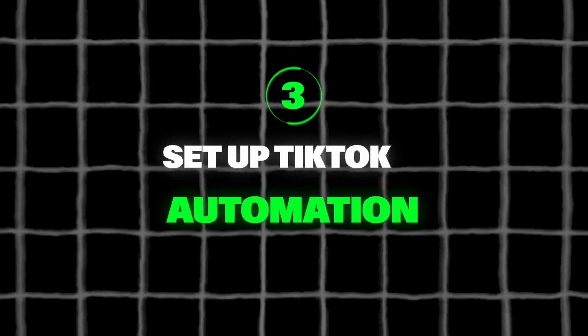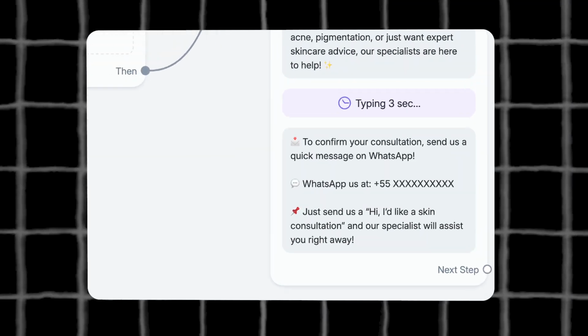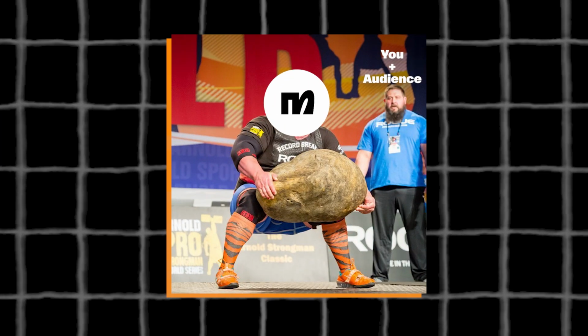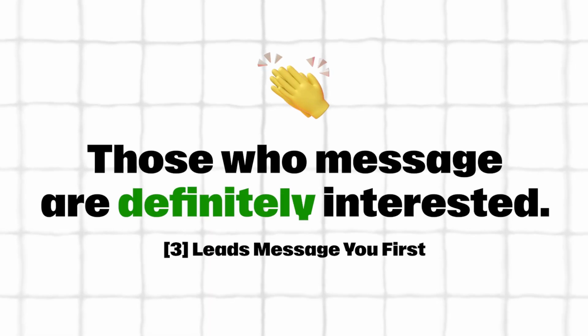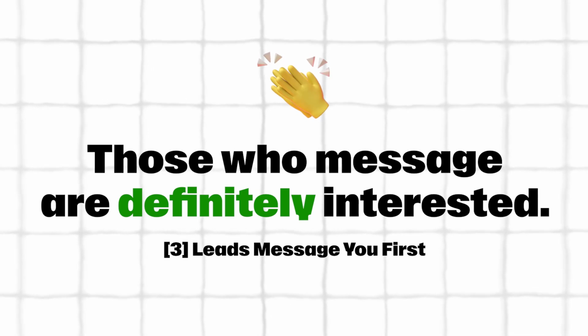Last option, set up a TikTok automation to qualify the leads first. Then share your WhatsApp number and tell them to message you. Something like, message me on WhatsApp and I'll send you the details. Here's my number. This works great if you've already got an engaged audience. No cost, no extra tools, just you, your audience, and Manychat handling the heavy lifting. The only catch, you're relying on them to take the next step. But the upside, the ones who do message you are definitely interested and way more likely to convert.